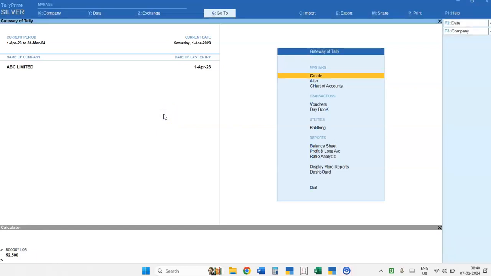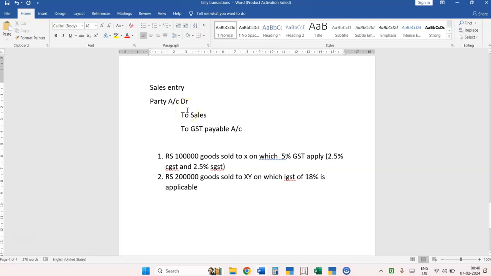Hello friends, in this video we are going to discuss how to make the sales transaction entry in Tally Prime 4.0. So first we will understand what the sales entry will be. The sales entry will be: party account debit. Why? Because the person who is getting the benefit is required to be debited as per the personal account rule.